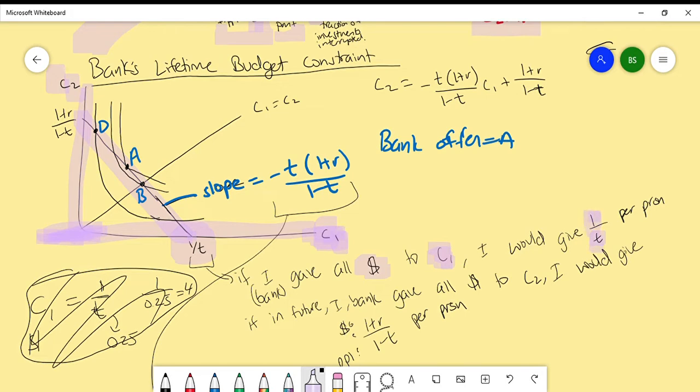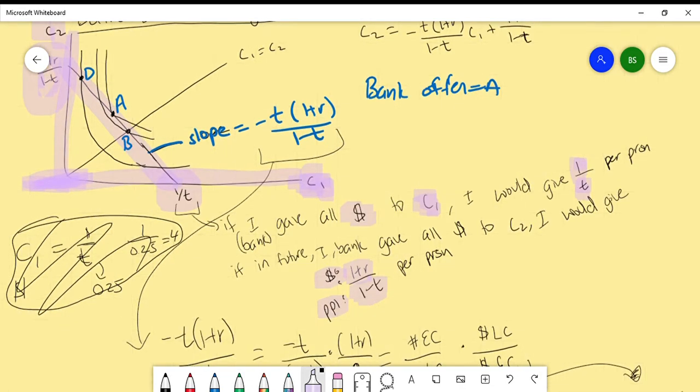Okay, cool. Now, for the y-intercept, on the other hand, if I decide to give all the money to all the C2 people, the amount of dollars that the person gets is 1 plus r, and the fraction of people left over is 1 minus t, so it's 1 plus r divided by 1 minus t. Basically just the dollars divided by people. That's how much money they get.